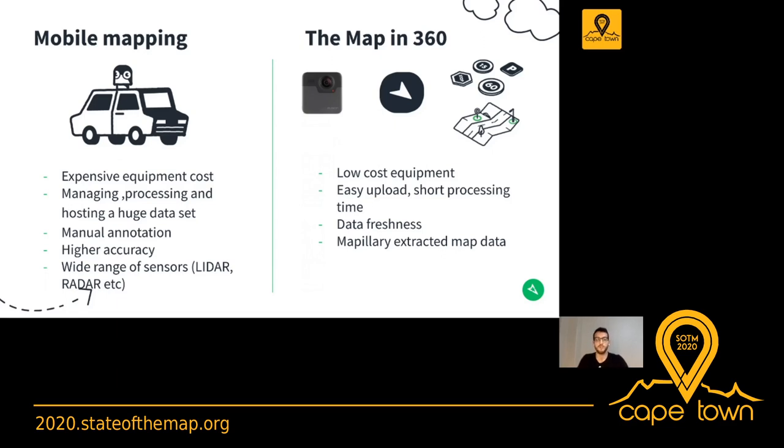The most important advantages of mobile mapping: you can generate map data with high accuracy and attach a wide range of sensors like LiDAR and radar to the mapping van. Mapping in 360 literally is generating map data from 360 imagery and enriching OpenStreetMap. The equipment is low cost, it's very easy to upload 360 imagery, and it requires very short processing time. And you can keep your data updated periodically, and Mapillary extracts map data for you.